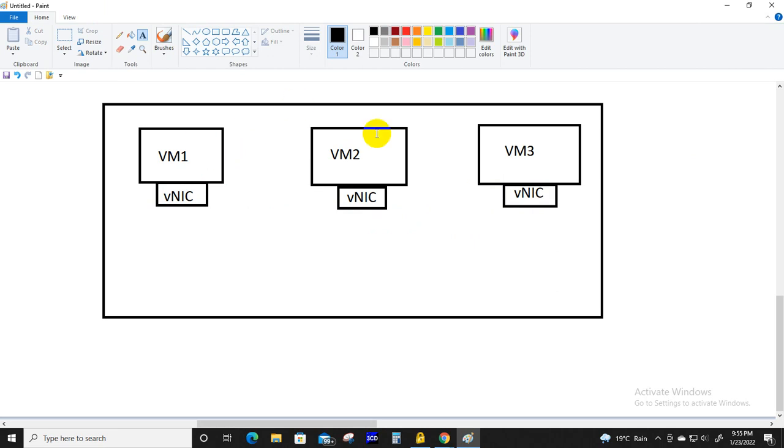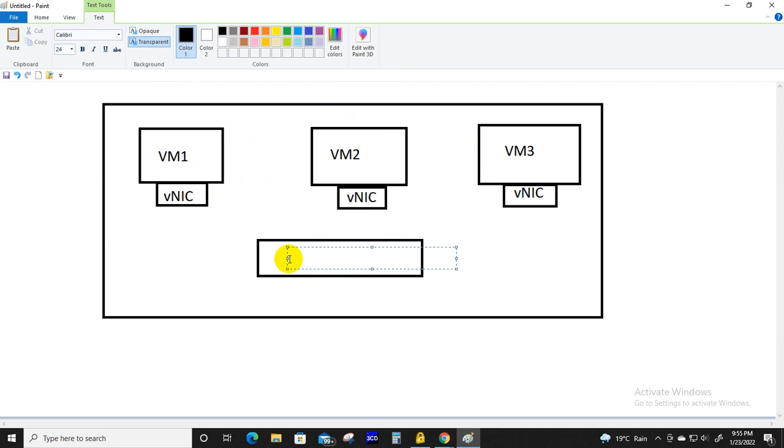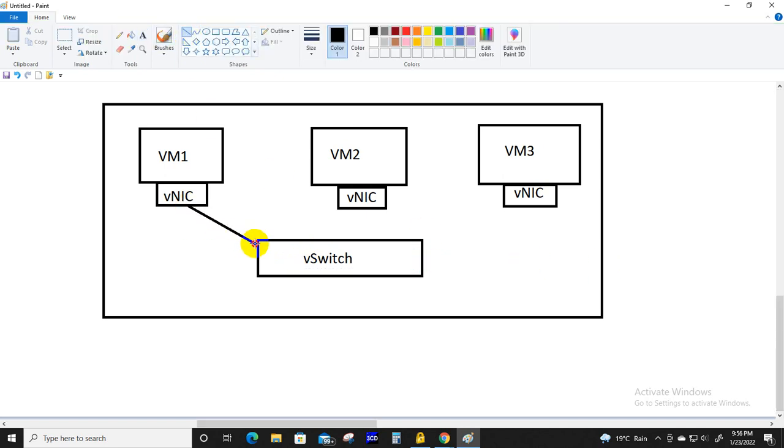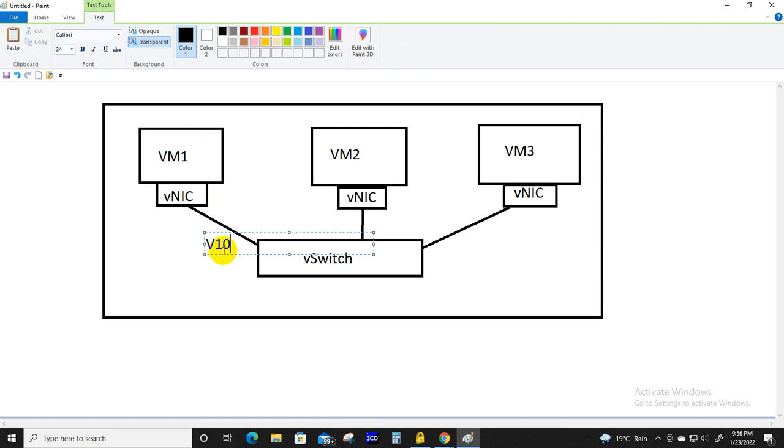Actually, these are separate virtual systems. These VMs' virtual NICs are connected to a virtual switch inside the physical server. This is called V switch. And you can create VLANs. Suppose VM1 is in VLAN 10, this one is in VLAN 20, this one is in VLAN 30.